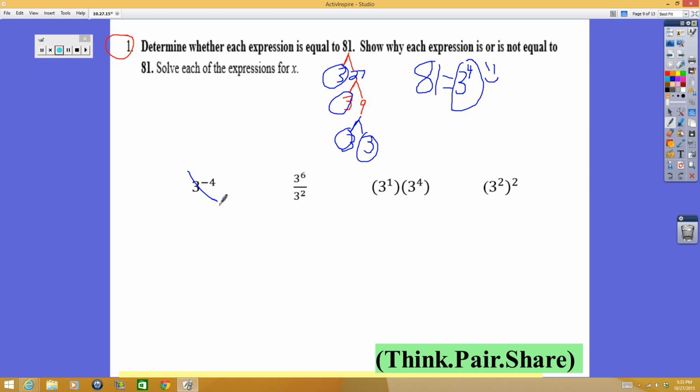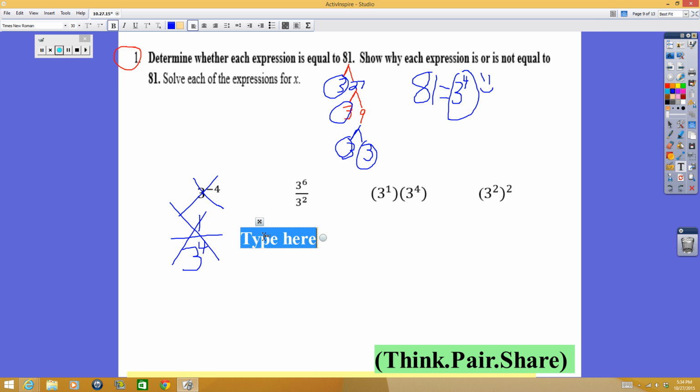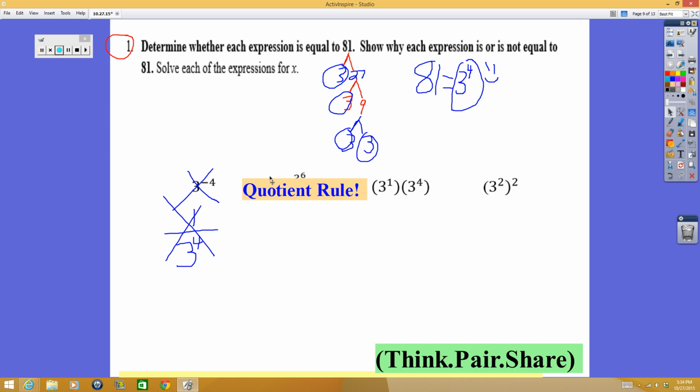I know this one is wrong automatically because it doesn't match. This 3 to the negative 4 power really means 1 over 3 to the 4th. 81 isn't a fraction. They don't match. So it is wrong. If you remember this, that is our quotient rule. Let me leave that up here.